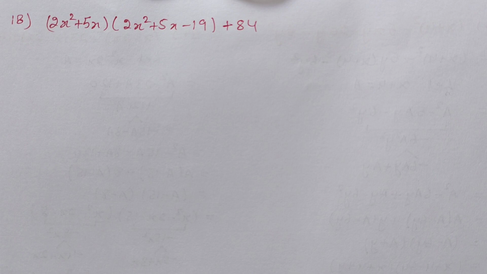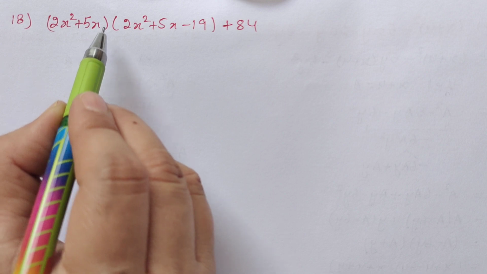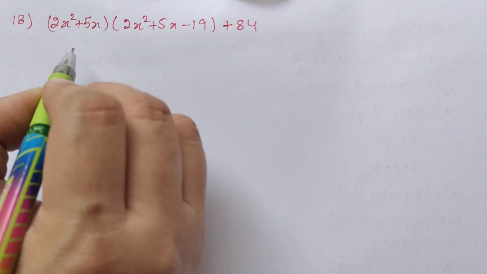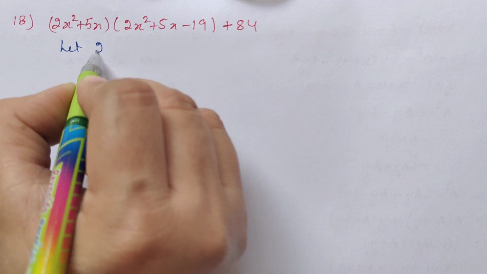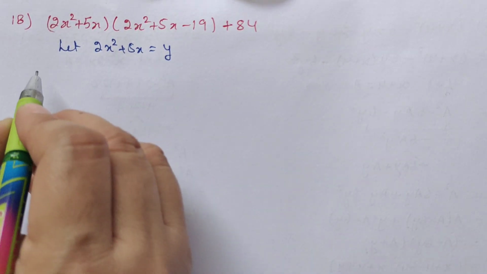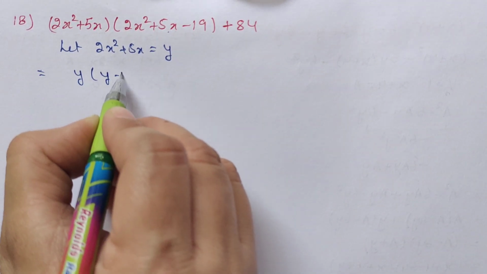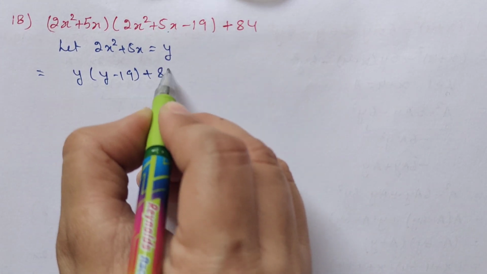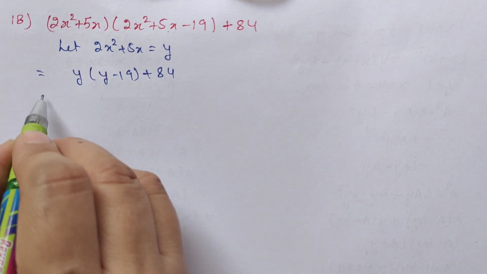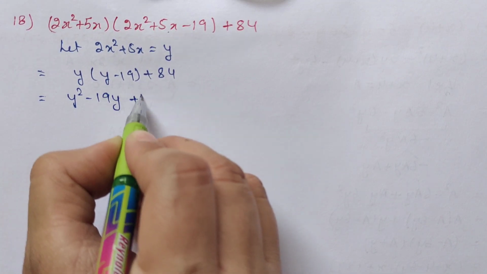Question number 18: (2x² + 5x)(2x² + 5x − 19) + 84. Here this 2x² + 5x we will take as one term. We can replace it with y. So let 2x² + 5x = y. Now it will change to y into (y − 19) + 84. Now multiply this y inside the bracket: y² − 19y + 84.